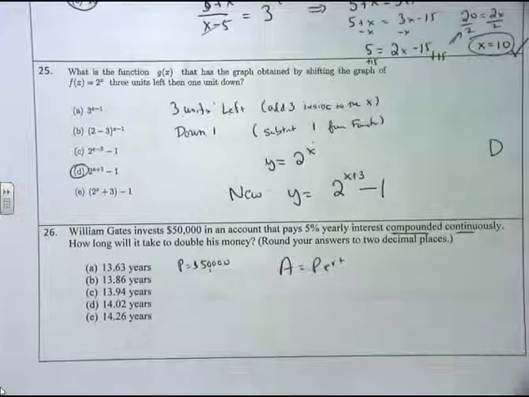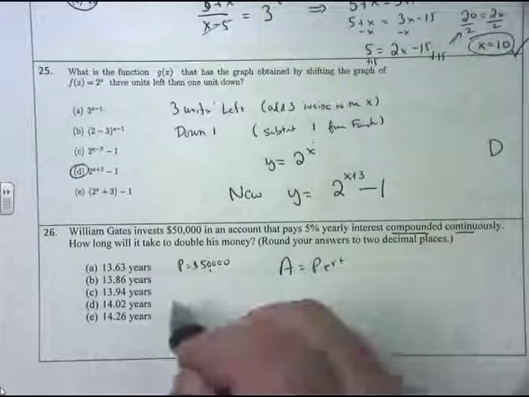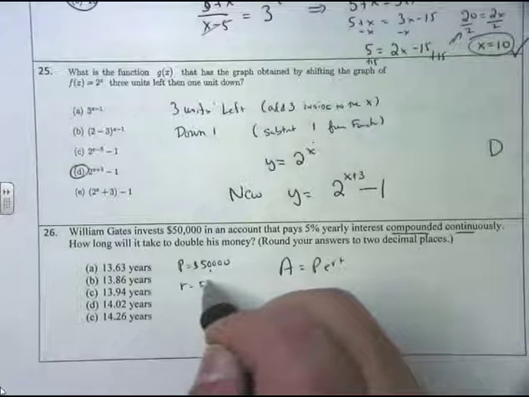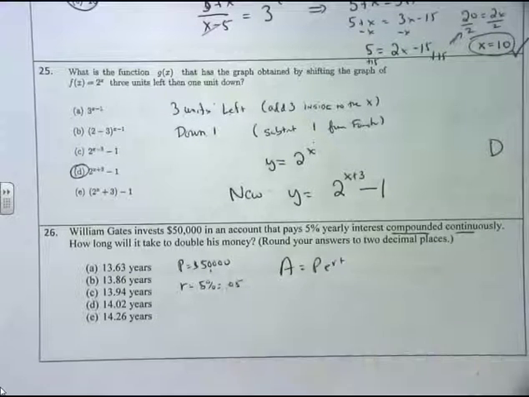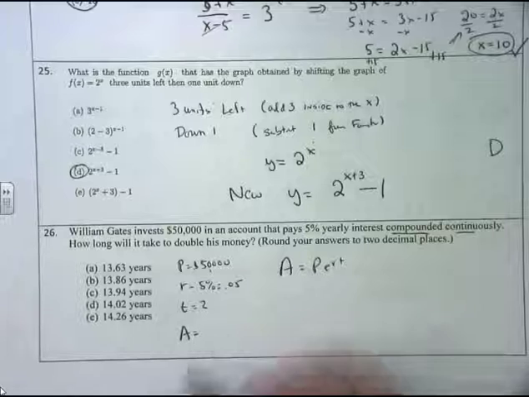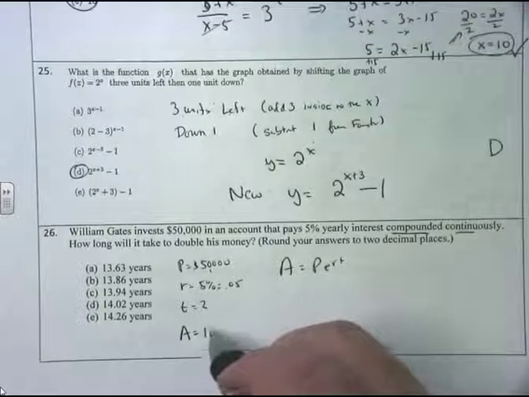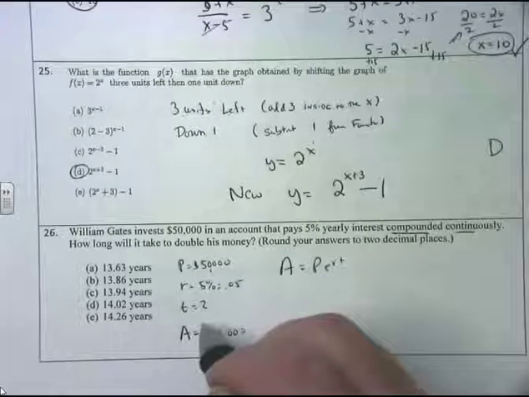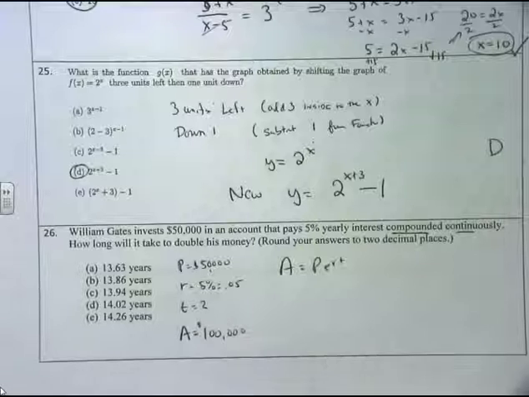$50,000. My principal is $50,000, paying 5%. 5% mathematically would be 0.05. How long will it take his money to double? How long is a question of time. To double his money, the amount in the account will be, doubling $50,000 is $100,000.